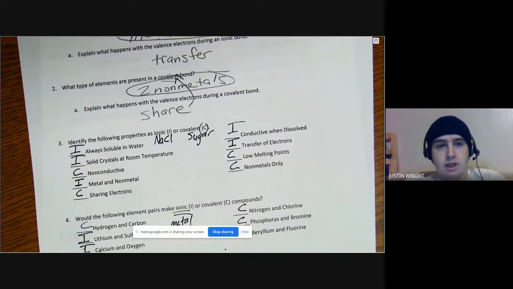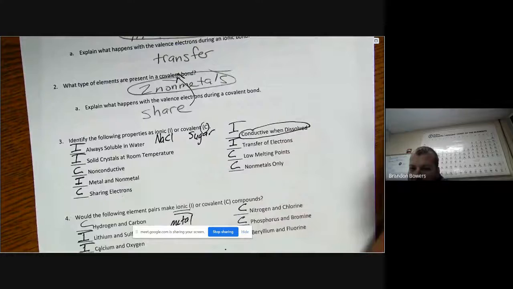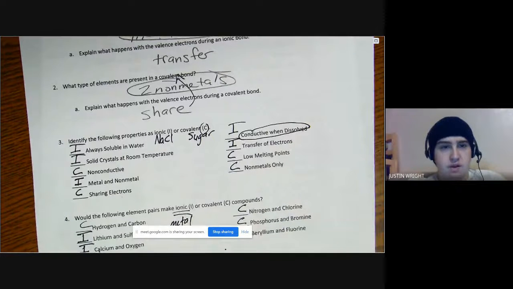On our study guide, there was another one in this section. It's conductive when dissolved. Yeah, that's just the same thing, so it'd be ionic. Yes. Oh wait, there's 5 on ours.